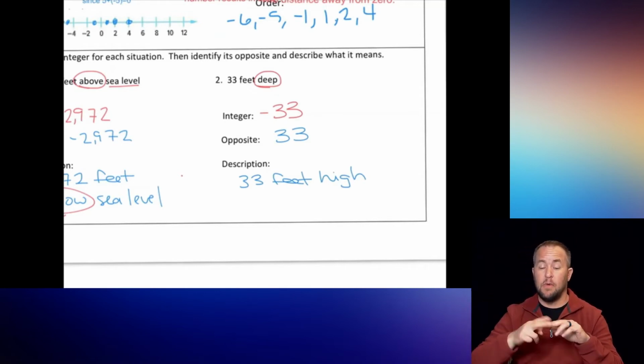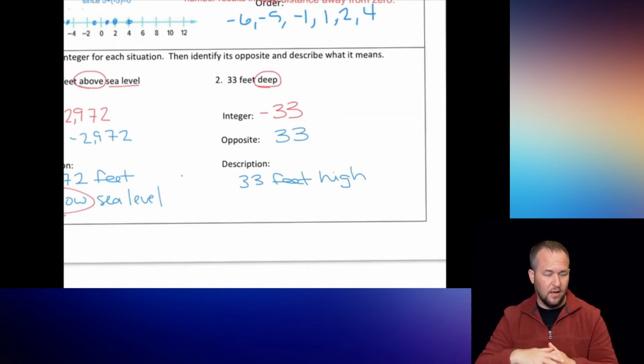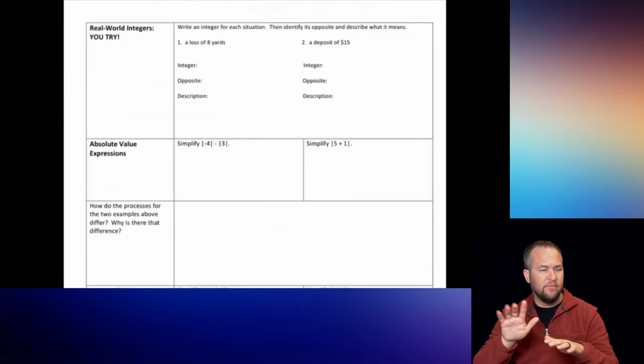All right, go ahead and flip to the next page, and as you do, pause the video so that you can do your U-tries. Try to find the integer, the opposite, and the description.